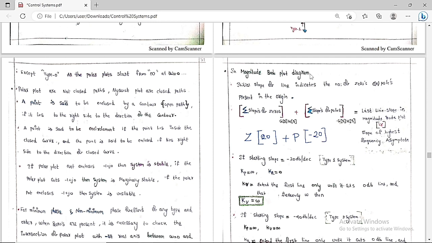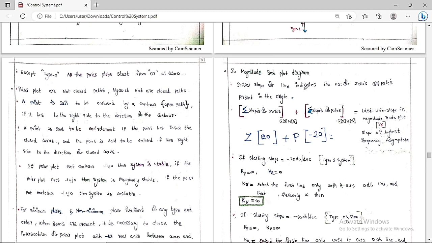If you do it like this, then you are going to get the highest frequency asymptote slope. So we can say that it is equal to the last line slope in the magnitude Bode plot, or the slope of the highest frequency asymptote. This one you always have to keep in your mind.